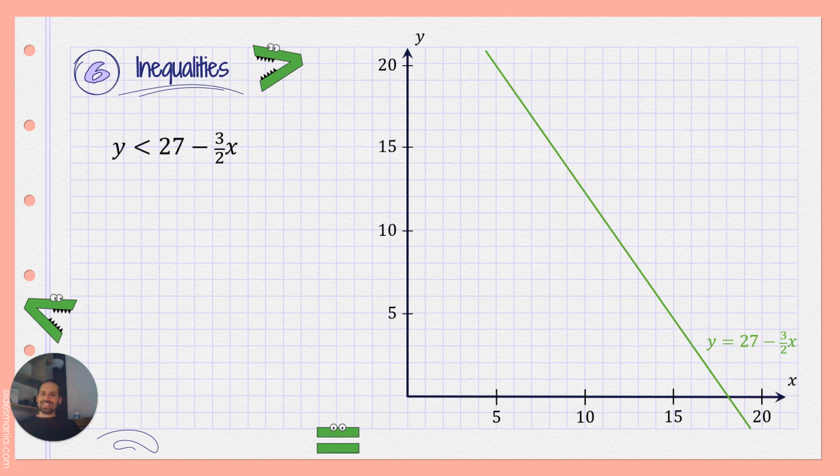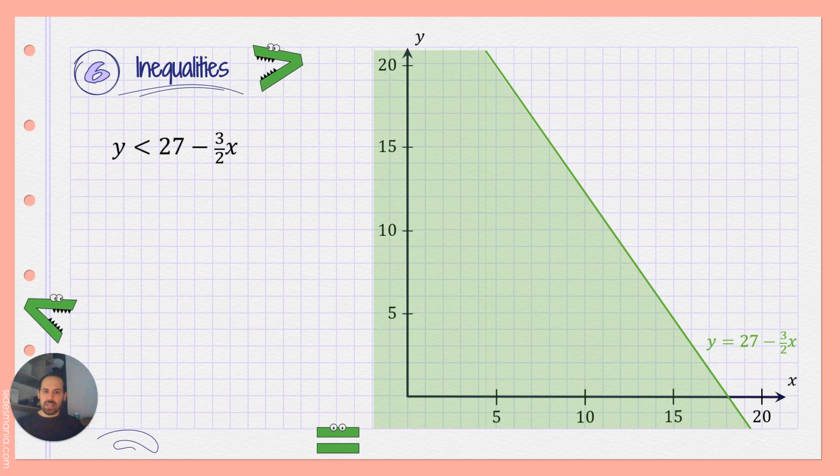But say if we had something like this, where y is less than this, what would that look like? That's going to correspond to a region of the graph. It's not just a specific value, is it? It's anything less than that. So this line basically divides the space up into two regions. You've got this region here, you've got this region here. Which one is the correct one? Well, this line represents when y is equal to 27 minus 3 over 2x. When y is less than this, it's going to be down below, because y is up and down, isn't it? So if we want when y is less than this, we need to go down.